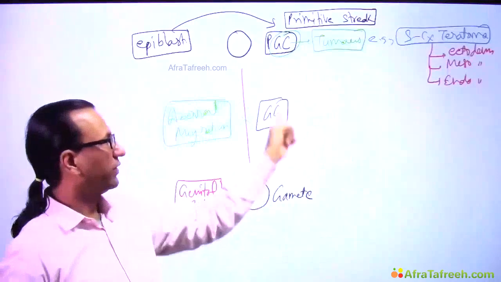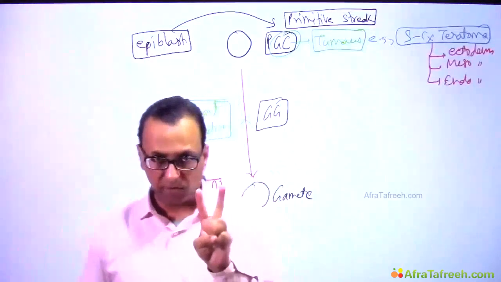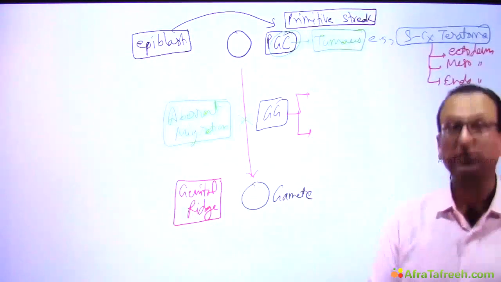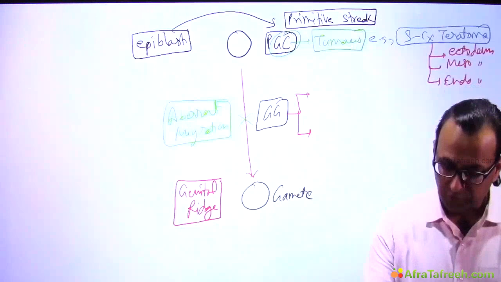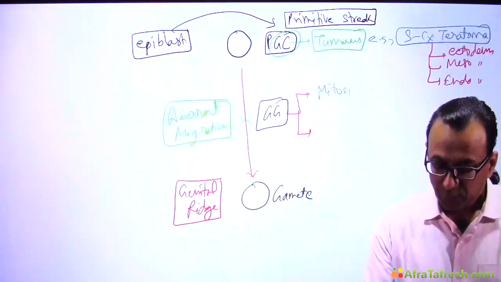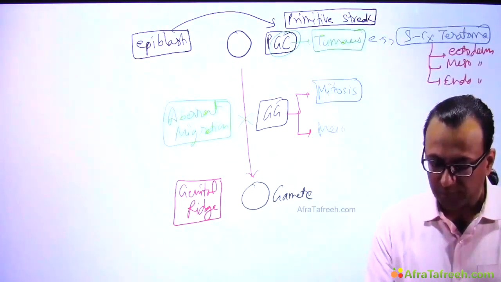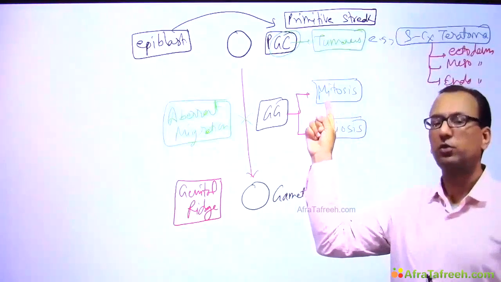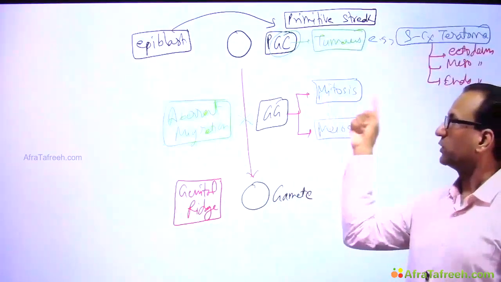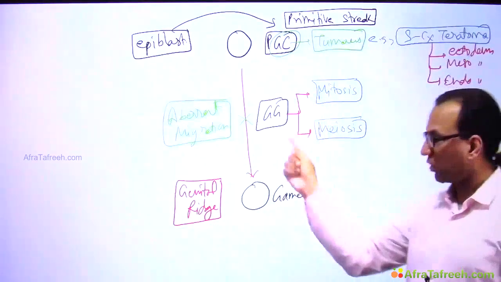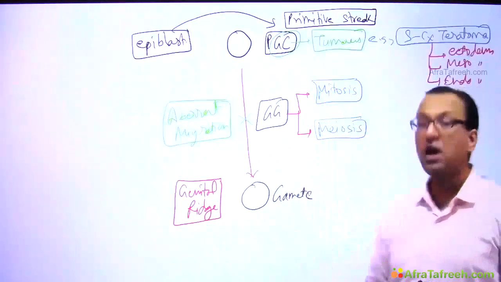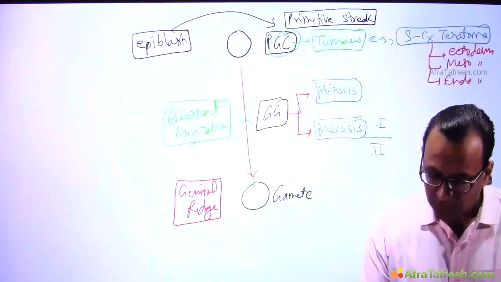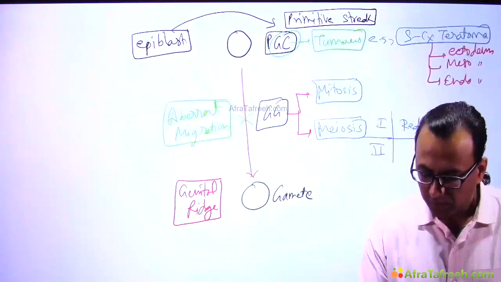Now let us move further with gametogenesis. There are two cell divisions involved, which are mitosis and meiosis. What is the difference between mitosis and meiosis? Actually, mitosis is equational division. It will not change the chromosome number. Then what about meiosis? Meiosis is actually a reduction division. In fact, there are meiosis 1 and meiosis 2, and it is meiosis 1 which is a reduction division.